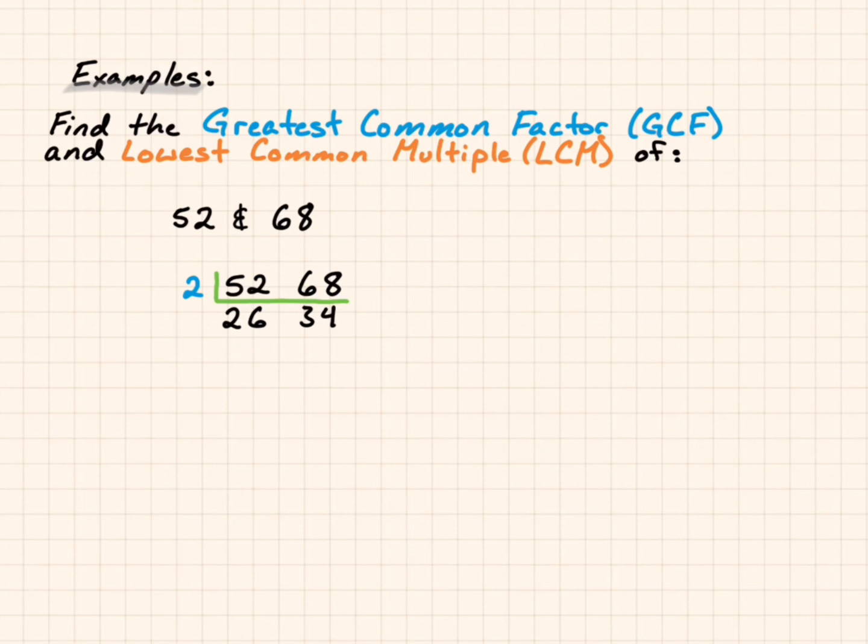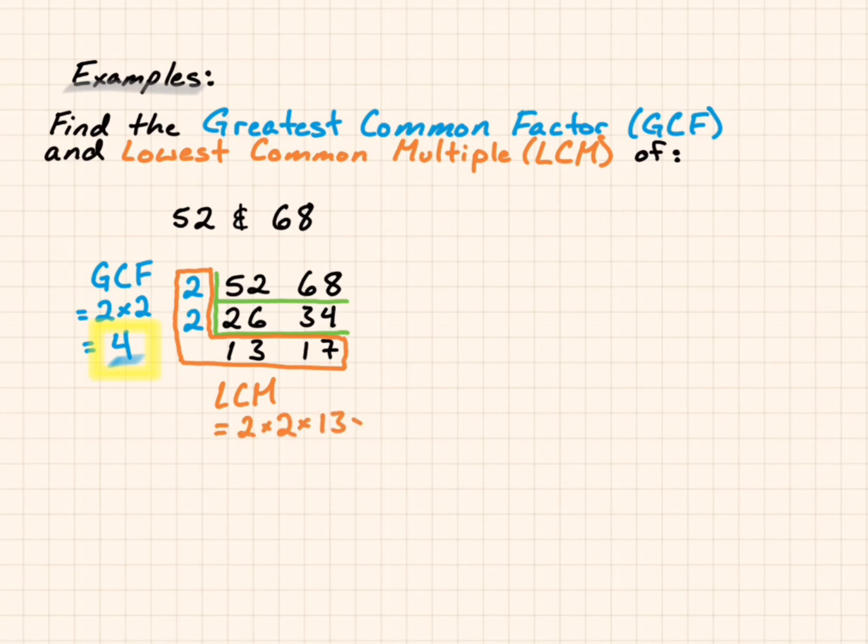They're still even, so I'm going to divide by 2. And I get 13, and 34 divided by 2 is 17. Now, both these numbers are prime numbers, but they don't have any common factors, so I'm done with my ladder method. My greatest common factor is going to be 2 times 2, which is 4. And my least common multiple is going to be multiplying all along the edge here. It's going to be 2 times 2 times 13 times 17, which it'd take me a little while to do that, but I'd get 884.